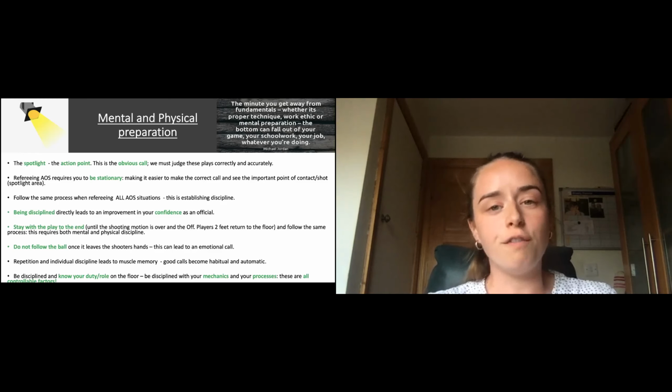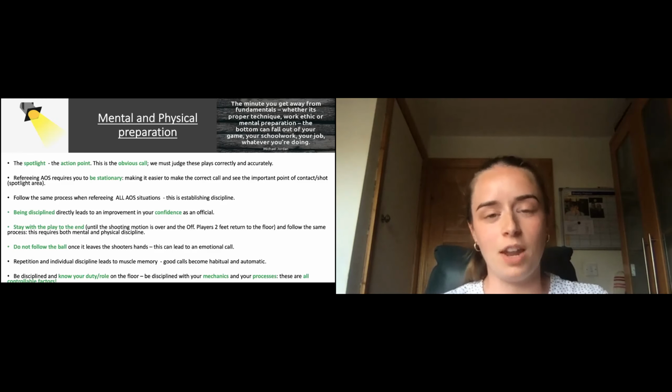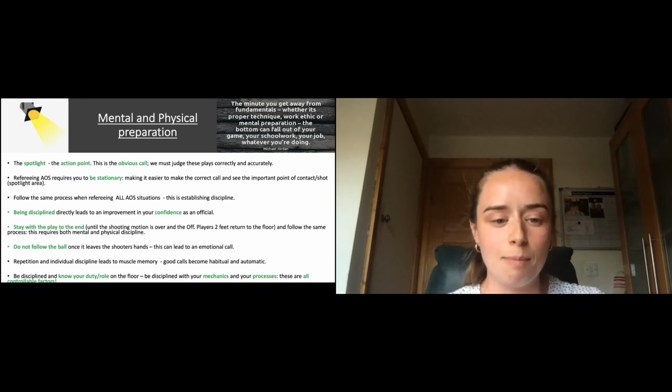Next, do not follow the ball. It is very difficult because the 2 or the 3 referees on the floor are basically the only people in the gym that are not following the ball, and that requires real mental discipline to know where your focus should be and where it needs to be.